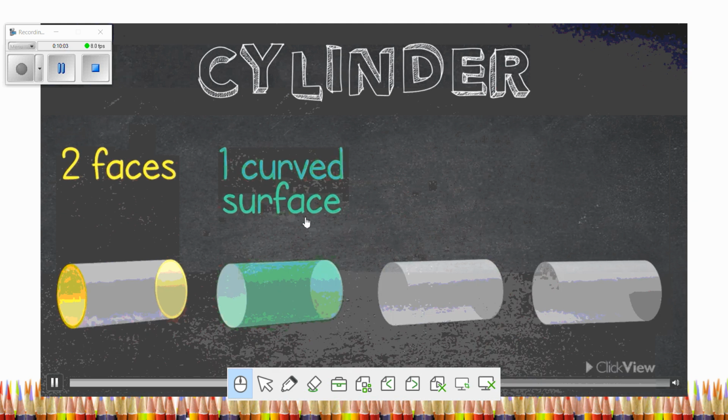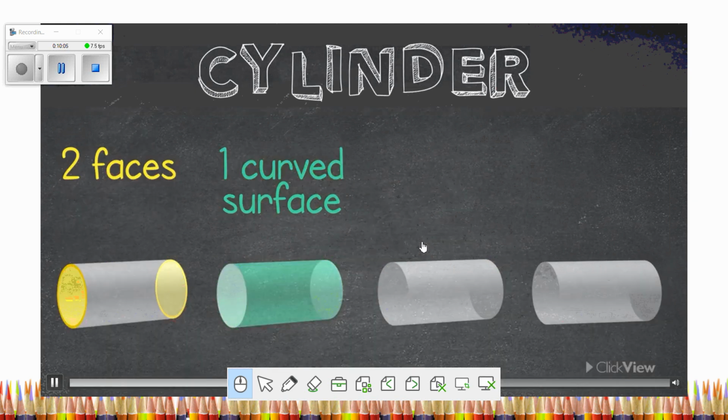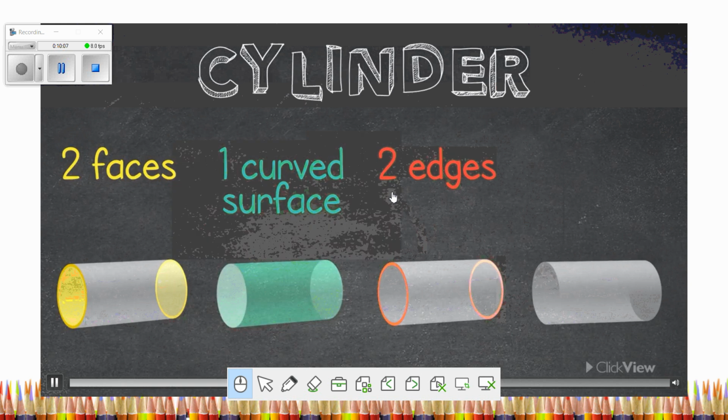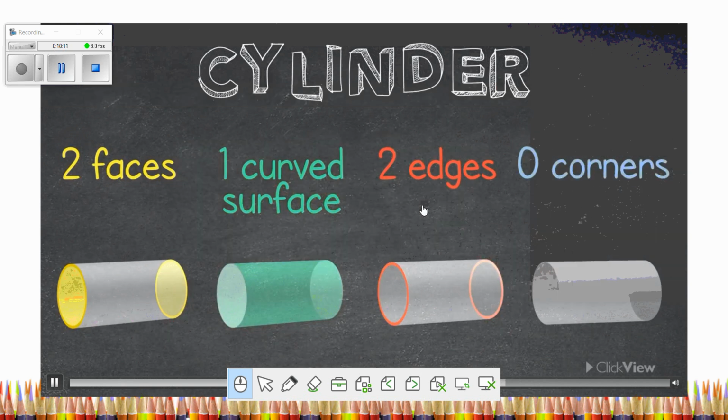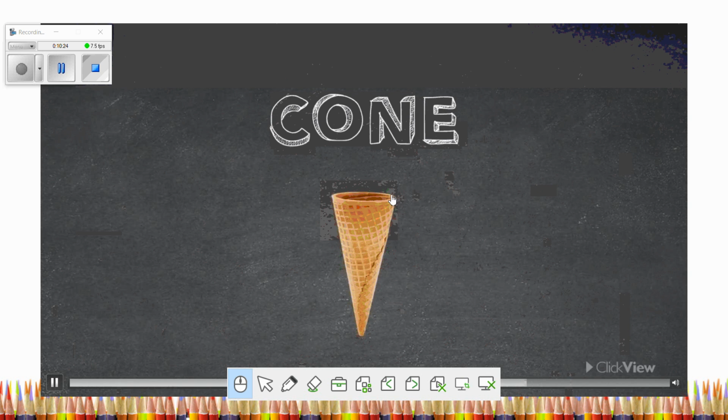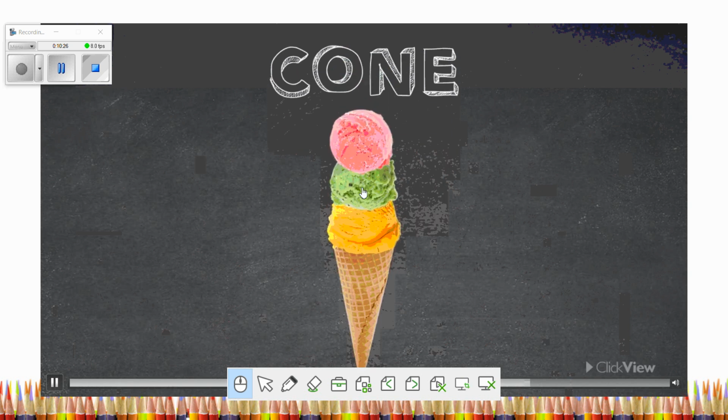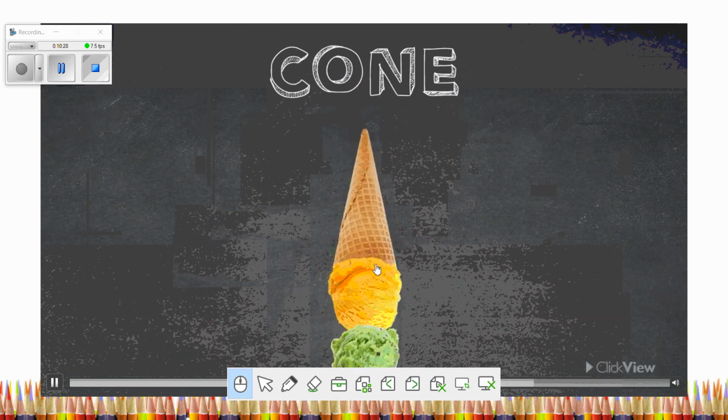surface. I want you to know some of the books said two edges, but I want you to know zero edges and zero corners. So two faces, one curved surface, zero edges and zero corners. This is cone. This is an ice cream cone.